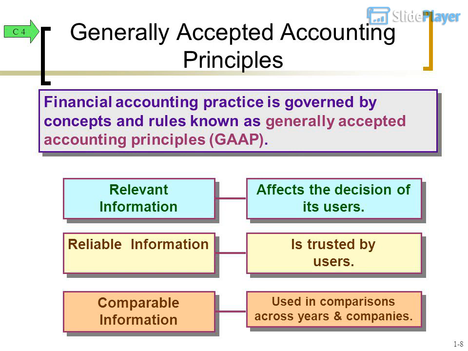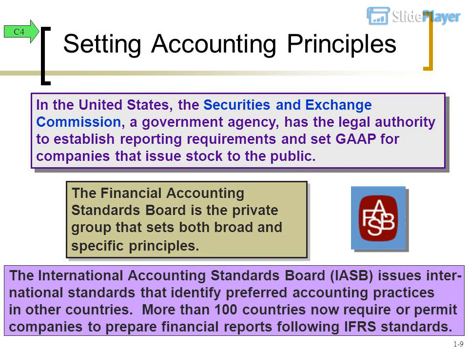Setting accounting principles. In the United States, the Securities and Exchange Commission, a government agency, has the legal authority to establish reporting requirements and set GAAP for companies that issue stock to the public. The Financial Accounting Standards Board is the private group that sets both broad and specific principles.